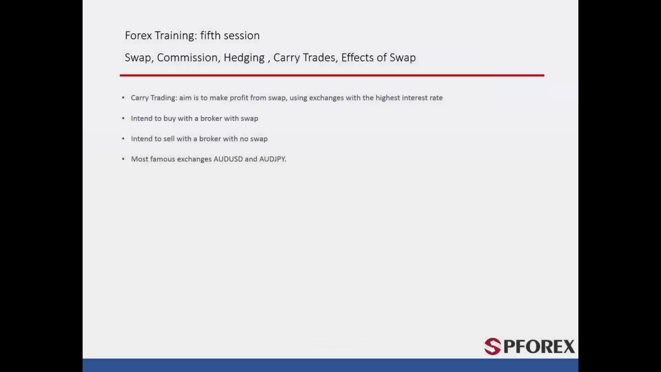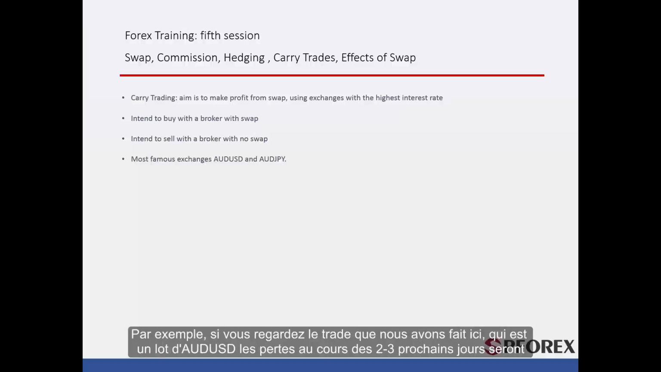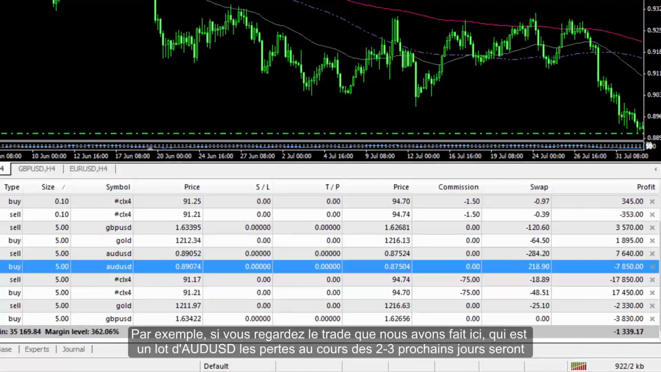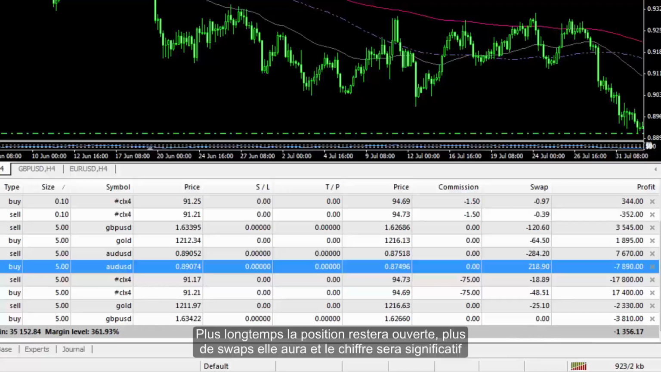Carry trading. The next topic is carry trades, which are made not only for making profit of position itself, but making profit of interest rate differences. For instance, if you look at the trade we have done here, which is one lot in Australian against US dollars, the losses in the next 2 to 3 days will be minus $24, and its swap rate is $27, which means, although the position itself will face losses, its swap is positive. The longer the position is open, the more swaps it will get, and the number will be significant.